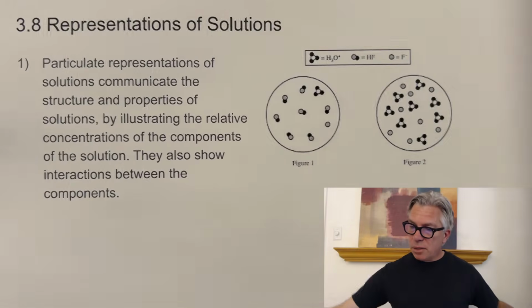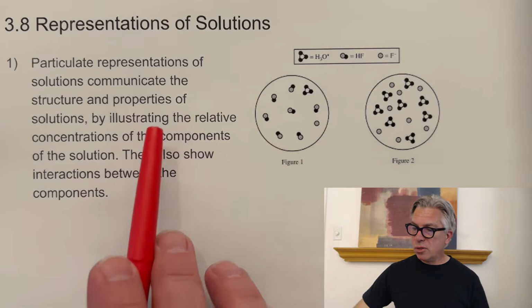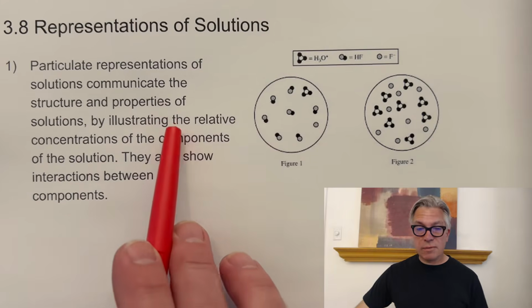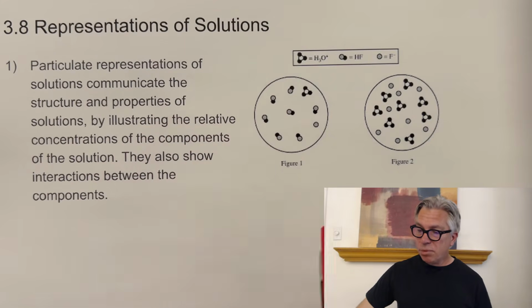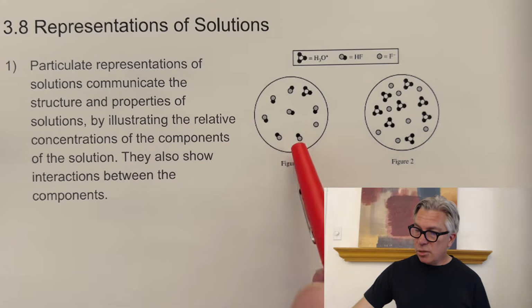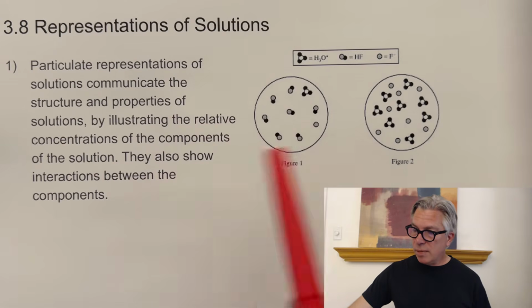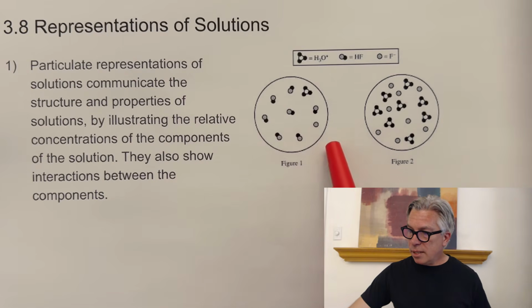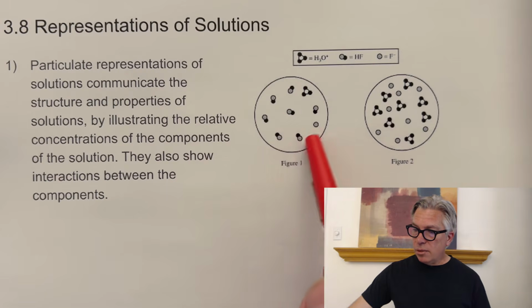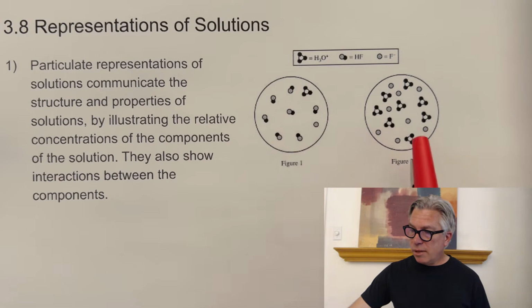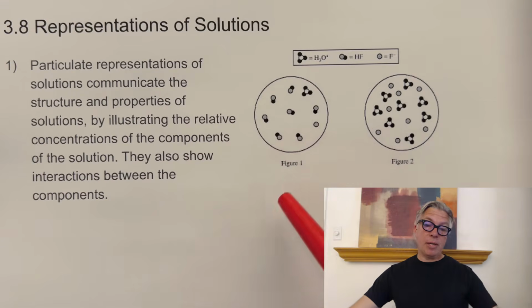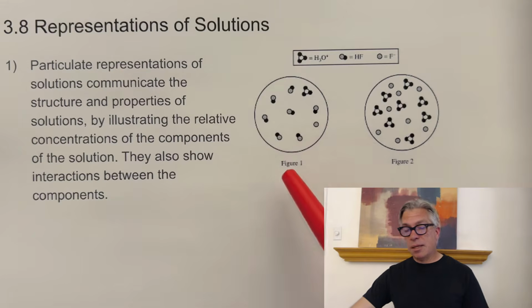Representations of solutions. Particulate representations of solutions communicate the structure and properties of the solution. Again, you're probably going to see them. They also show the interaction between components. So you might see something like this, where maybe you're showing an acid with one hydronium, and another acid with a whole bunch of hydronium. So it's giving us information about how many hydroniums are in there or how many ions might be present.